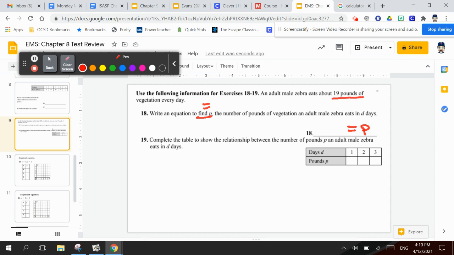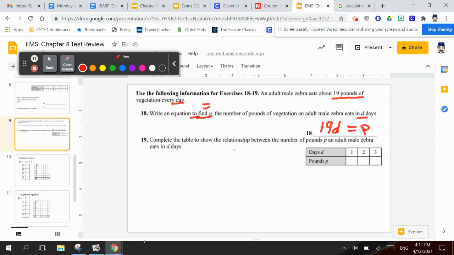Well, what do I have to do to find the total number of pounds? I have to multiply 19 pounds every day. So 19 times D for days. That's my equation. When it tells me to find P, that's what it equals. It's always on that side.